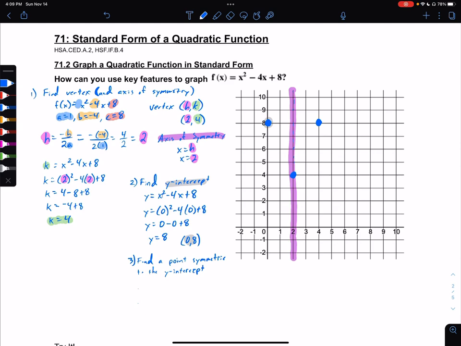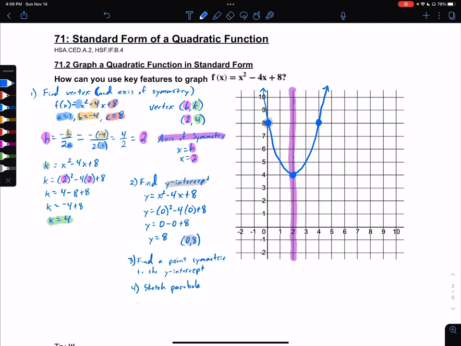And now that I have those points, in step 4, we can sketch the parabola. All right, and it'll look something like this. And that's how you would use key features to graph this by hand.